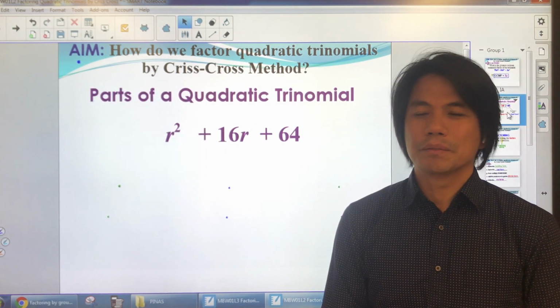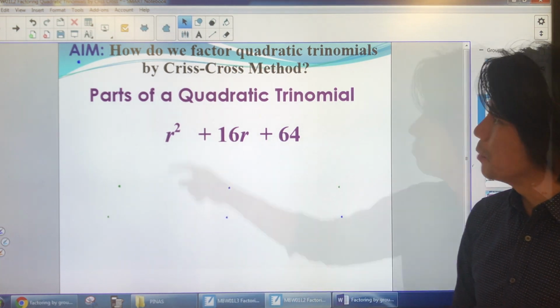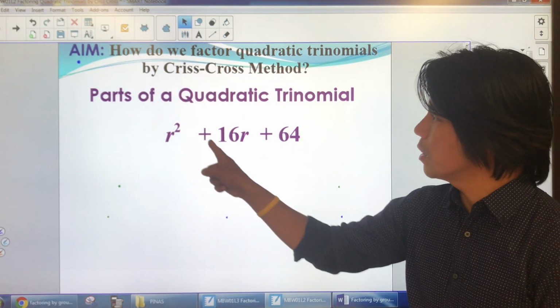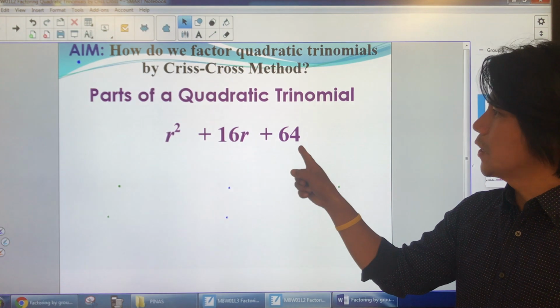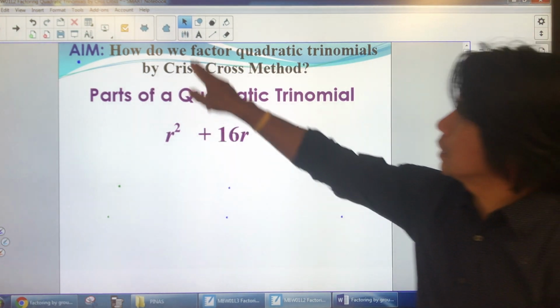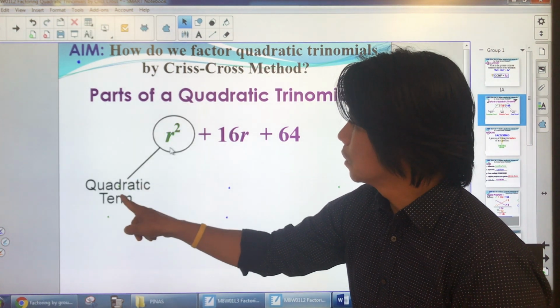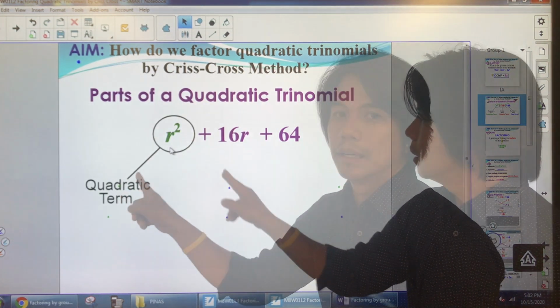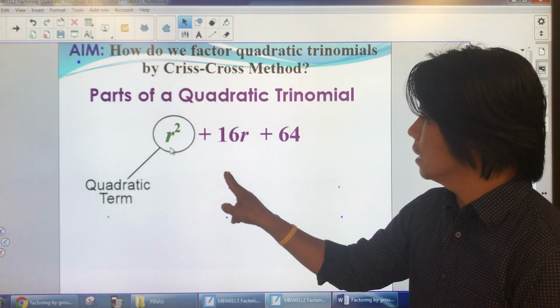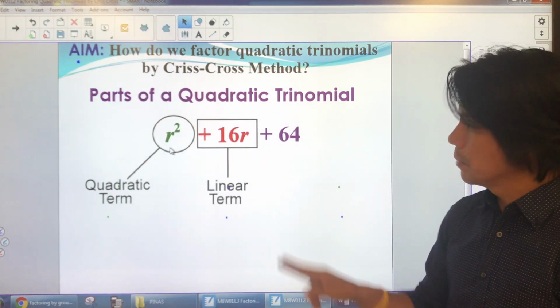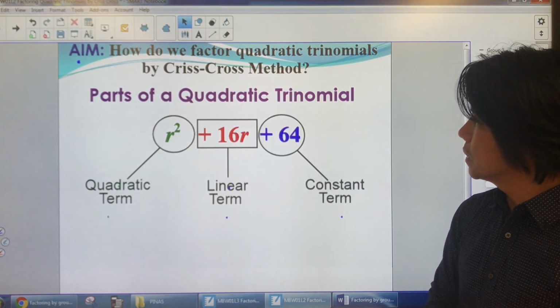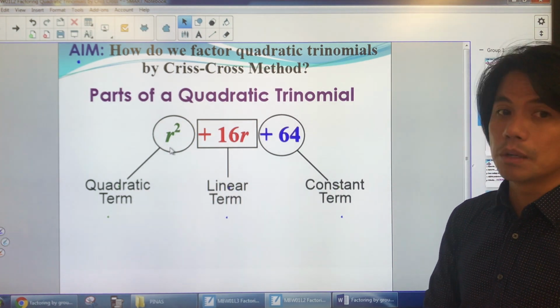Now let's have the parts of quadratic trinomial. So I have r squared plus 16r plus 64. So what do we call this r squared? This is what you call quadratic term. Positive 16r is the linear term, and this positive 64 is the constant term.